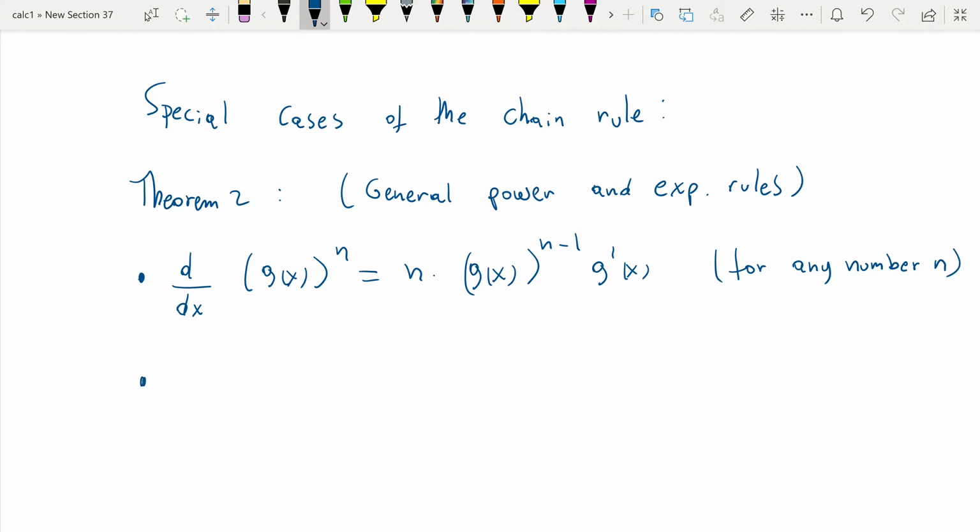And then the second property. If you don't know these rules, nothing happens. It's just that you may waste time if you don't know them, but you can deduce everything directly from the chain rule. So this is just e to the g of x times g prime of x.